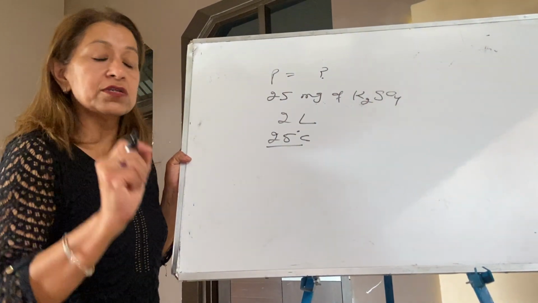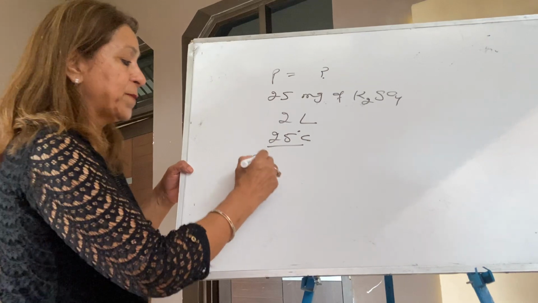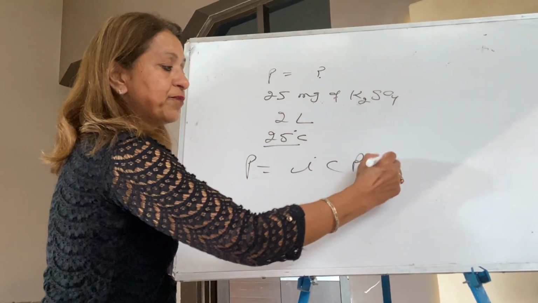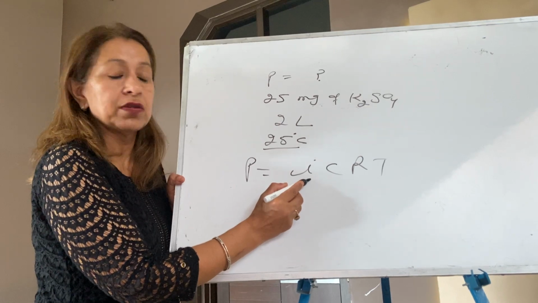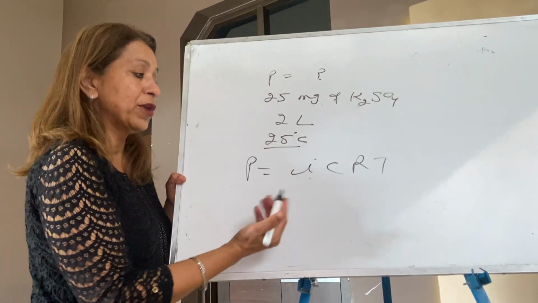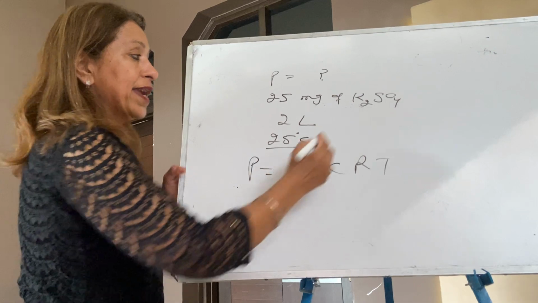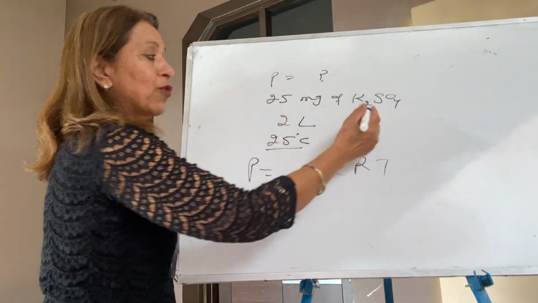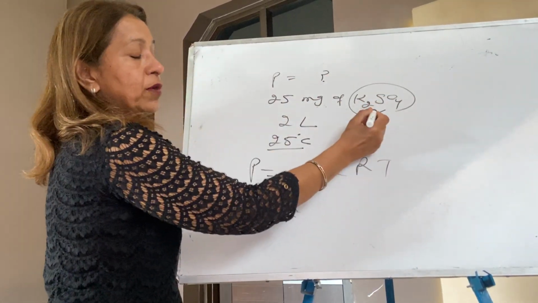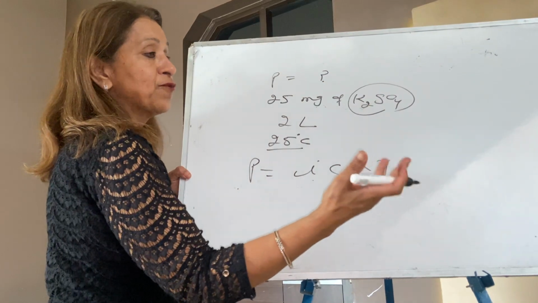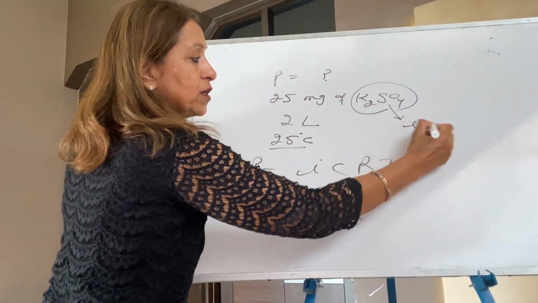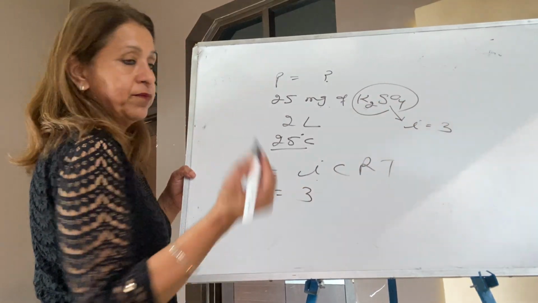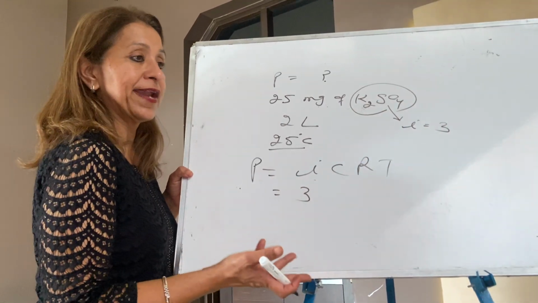The word dissociated is there. So let us apply the formula P is equal to iCRT. It's a must to introduce i, because the word dissociation is given. Calculate P. What is i? i is not given, you can calculate it. K2SO4: do you know how many ions K2SO4 dissociates into? 3. Two potassium, one sulfate. So write down i is equal to 3. If it is not given, you can calculate it like this.